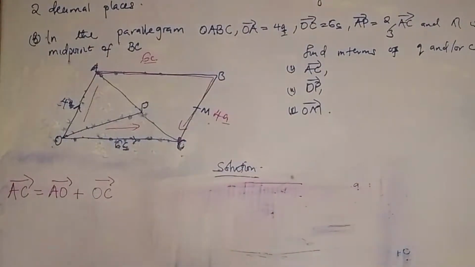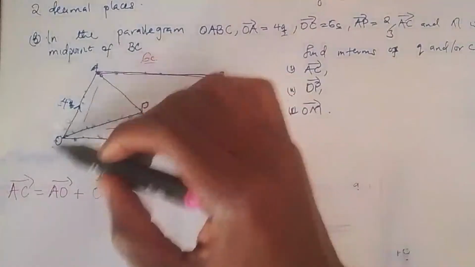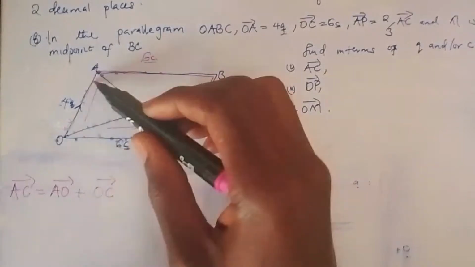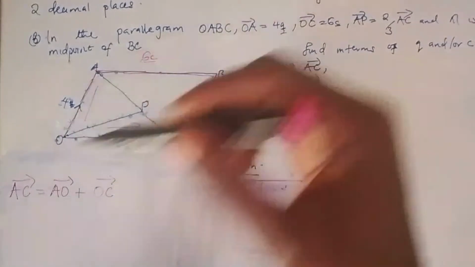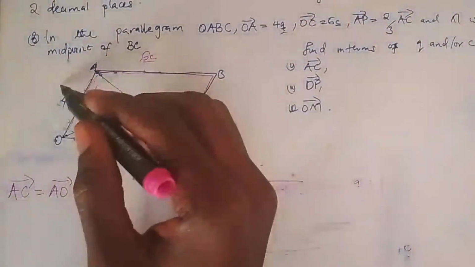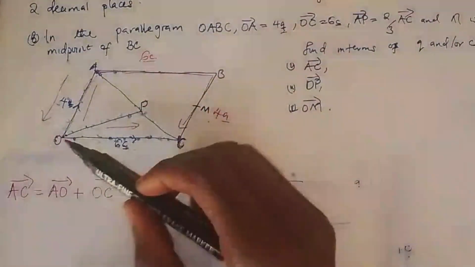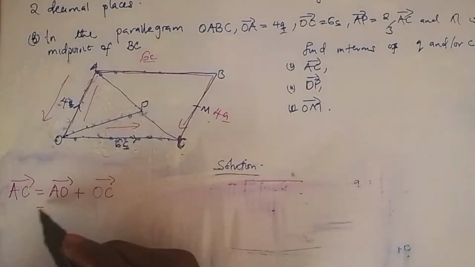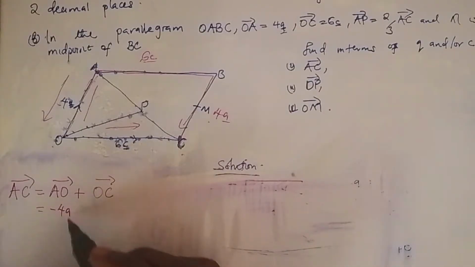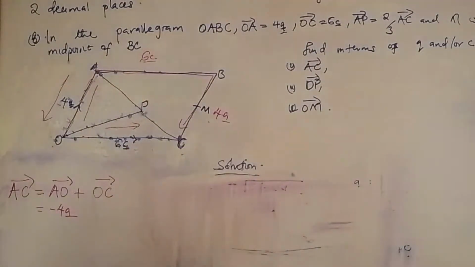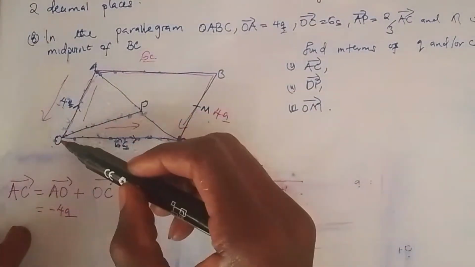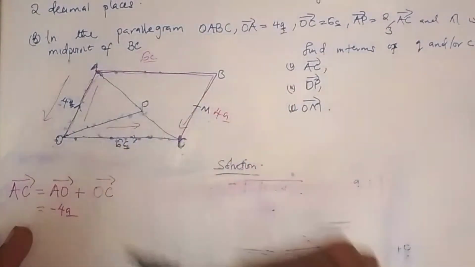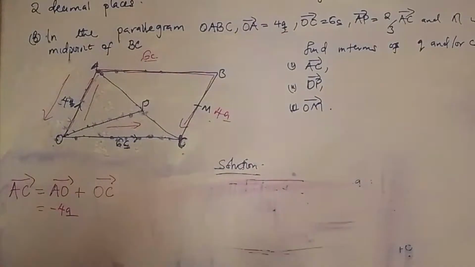Now, here you need to understand that AO, this vector is pointing where? Upwards. So when we take AO, we are going the opposite direction of vector OA. So this should be negative. So you say negative 4A, because we are going in the opposite direction. You see, this is vector OA, which is 4A. But in our case, we are going backwards. That's why it is negative.